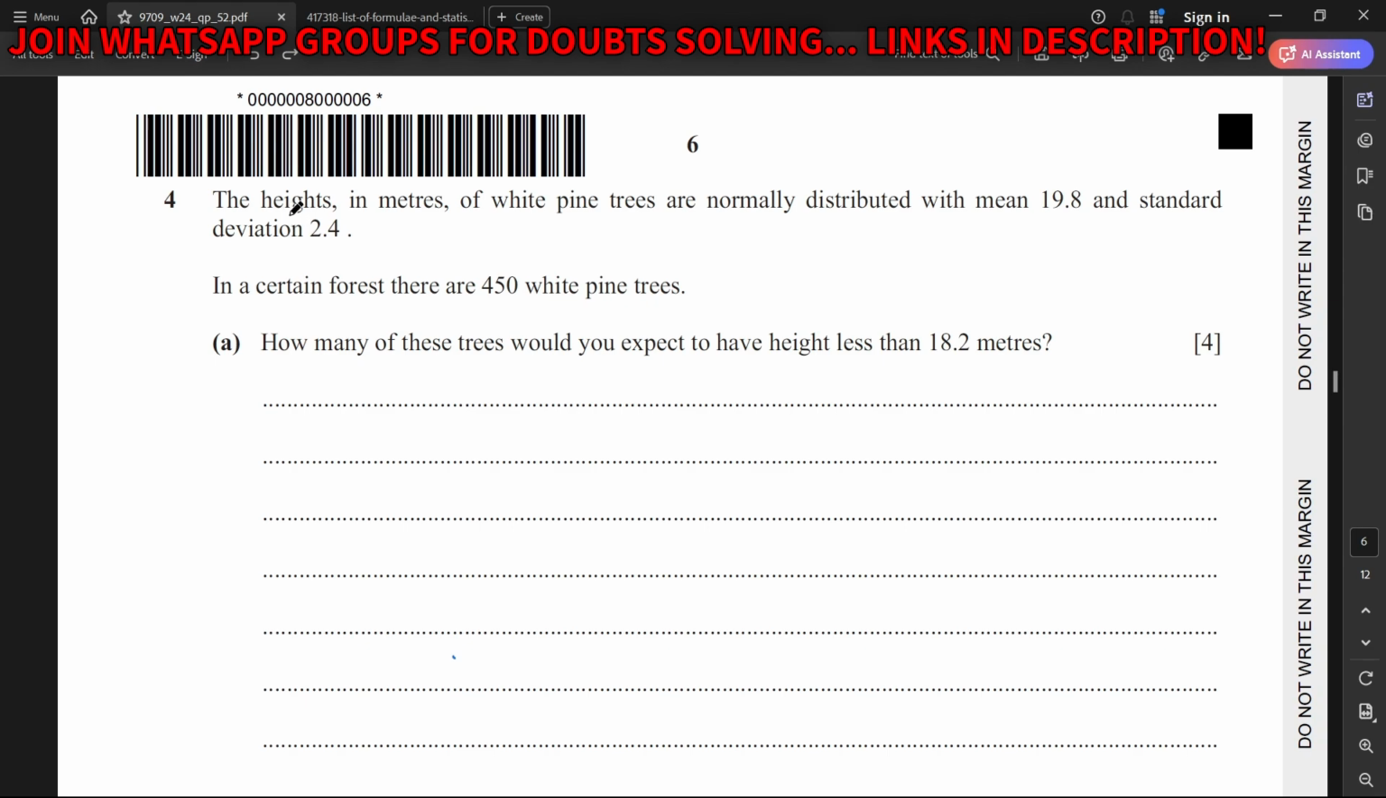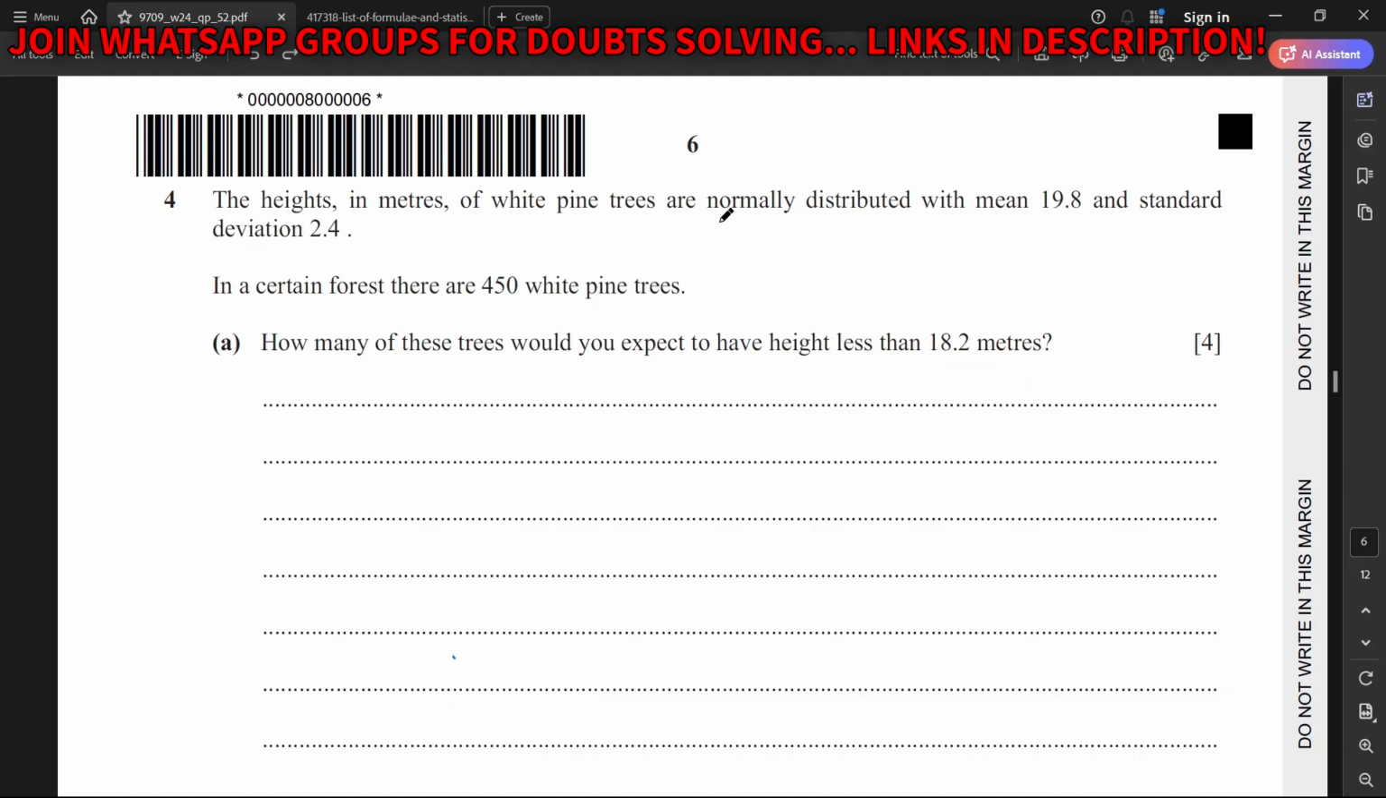It is given that the heights in meters of white pine trees are normally distributed with the mean of 19.8 and the standard deviation of 2.4. Now in certain forests, there are 450 white pine trees. In the first part, we are asked to find how many of these white pine trees would you expect to have the height less than 18.2 meters.